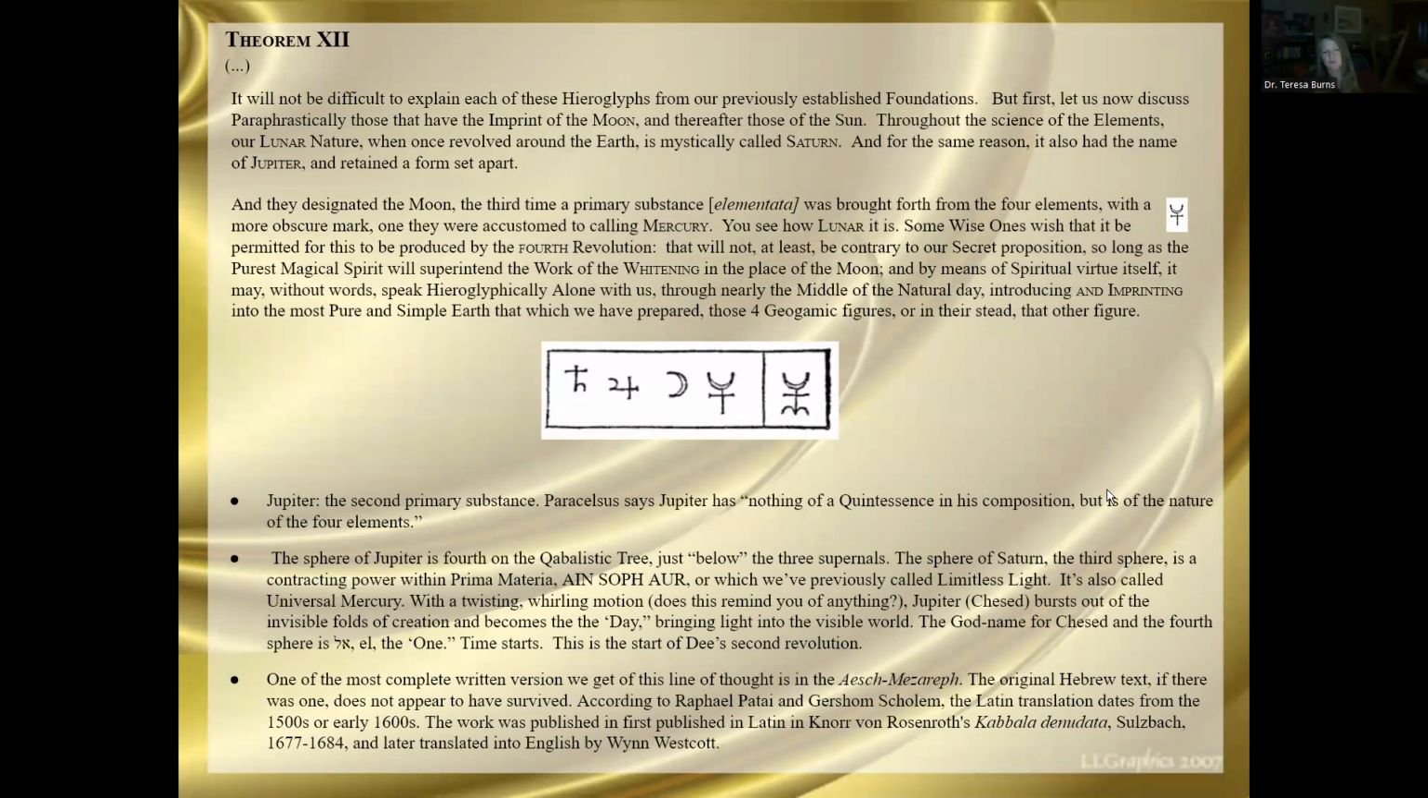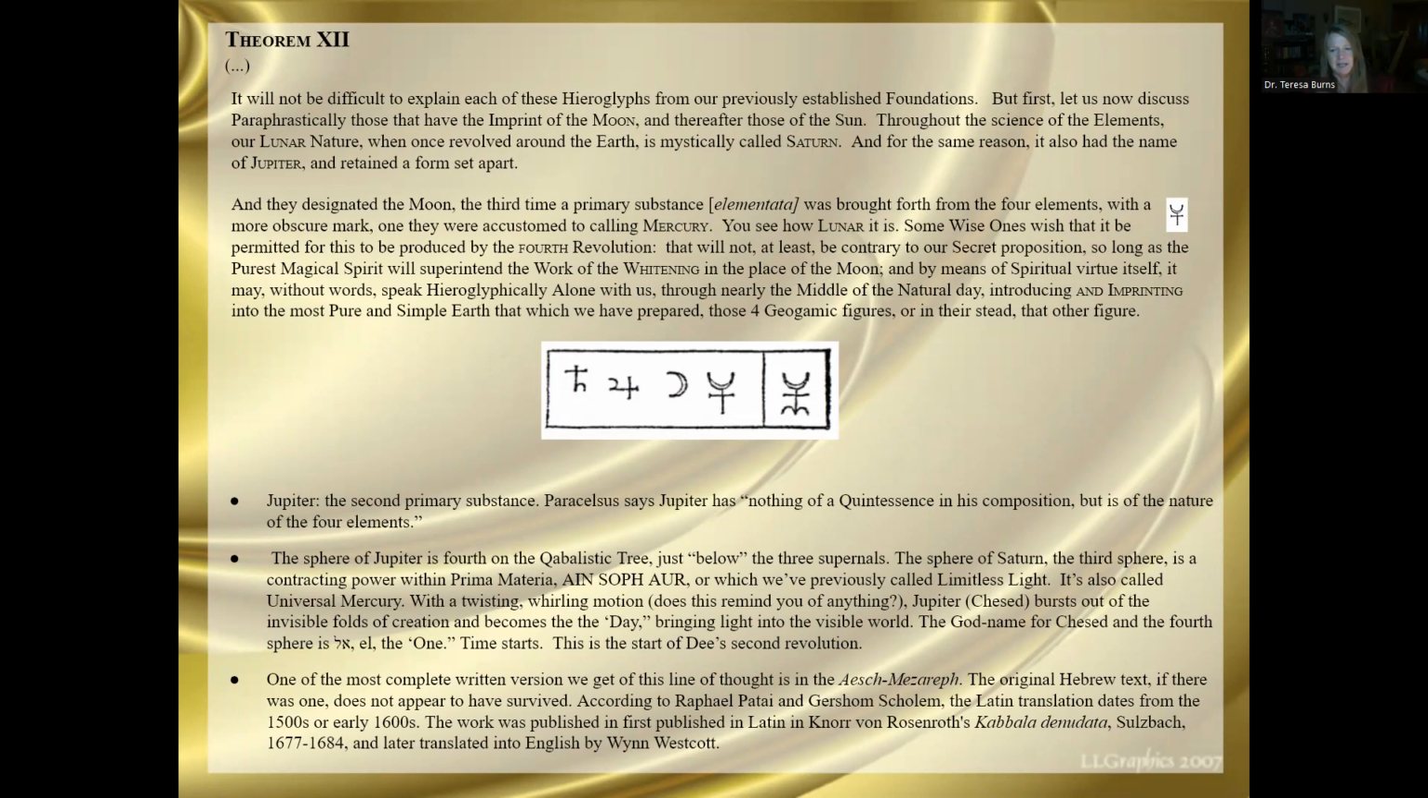One of the most complete written versions you get of this comes after D's time. It's the Aish Mezaref, which I've talked about already. The original Hebrew text, if it ever existed, doesn't appear to survive, so we don't really know when the original one was written. According to Raphael Patai, who wrote a wonderful book called The Hebrew Alchemists, looking at Jewish alchemists, he mentions this, and so does Gershom Scholem, who's a great scholar within the tradition of Judaism.